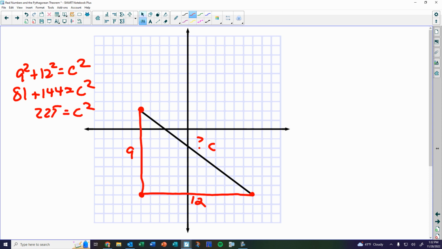What's the square root of 225? What is it? Square root of 225. 15. And again, there's no increment. It's just units because we're on a graph. There's no feet, inches. It's just 15 units. So 15 was the answer to 11. Anyone get 15? Okay, good.